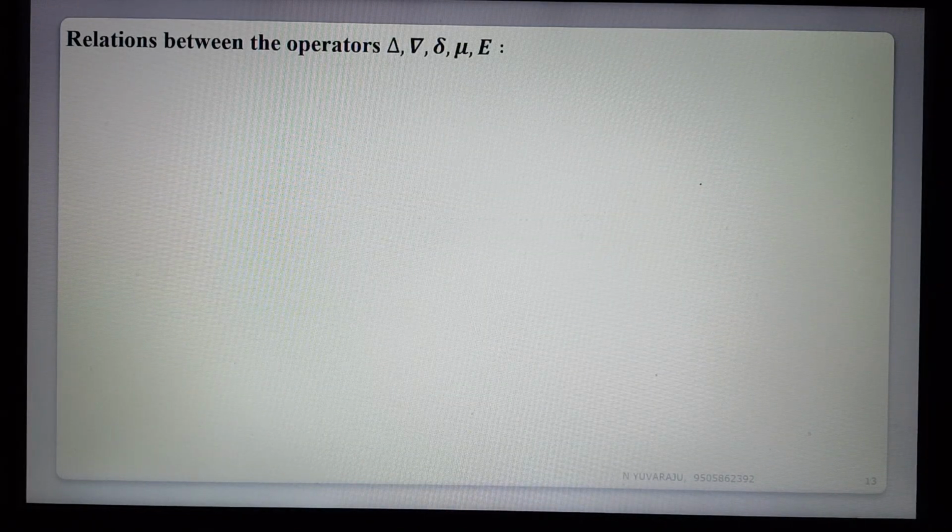So next, the relations between the operators: del, nabla, delta, mu, E. These are important questions, short questions only. Relation between all operators. First one, del is equal to E minus 1. The first relation, del is equal to E minus 1.